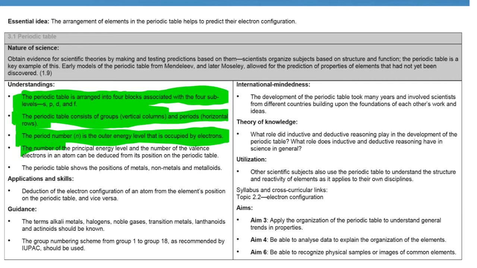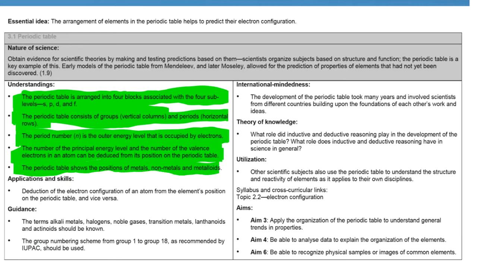The number of the principal energy level and the number of valence electrons in an atom can be deduced from its position on the periodic table. So the period is used to deduce the highest energy level of the valence electrons, whereas the vertical groups are used to determine the number of valence electrons. The periodic table shows the position of metals, nonmetals, and metalloids. Metals are to the left, nonmetals are to the right. Metalloids form that diagonal line between the two, and they have characteristics of both metals and nonmetals.